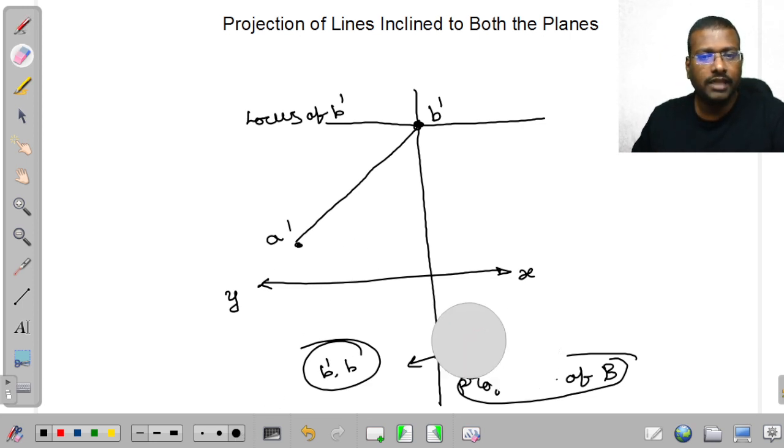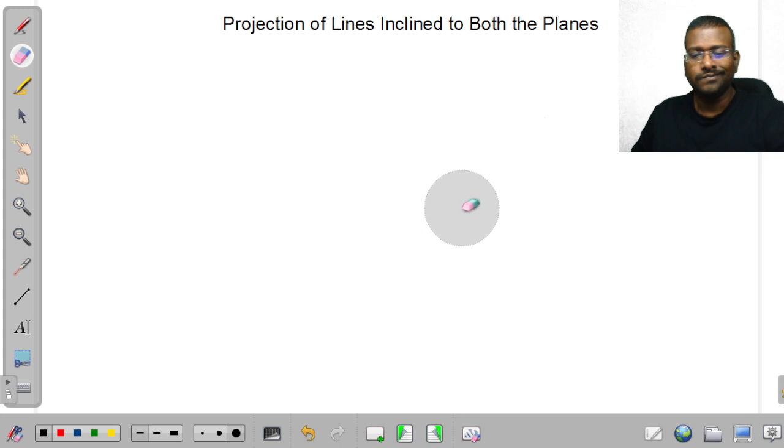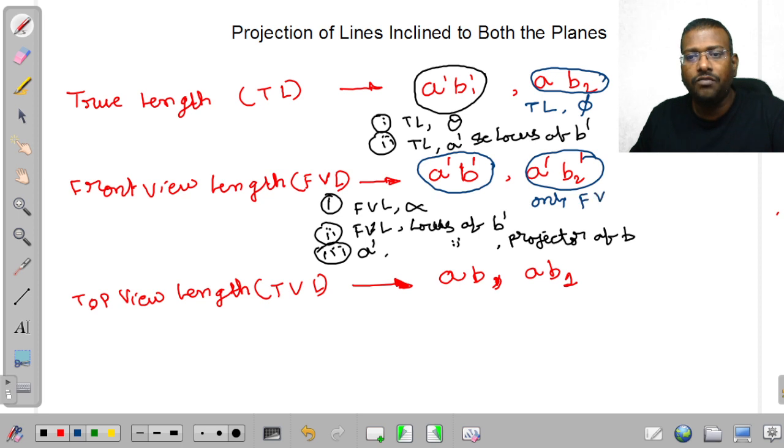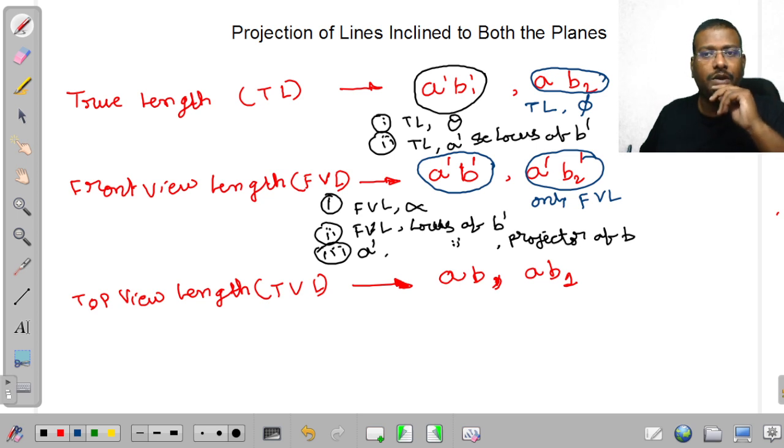Now let us consider, sir, what about A dash B2 dash? How can I draw A dash B2 dash? For A dash B2 dash, we require only the front view length. Why, sir? Because it is parallel to XY line. For this, no need of any angle. It is going to be parallel to XY line. That you have to remember.